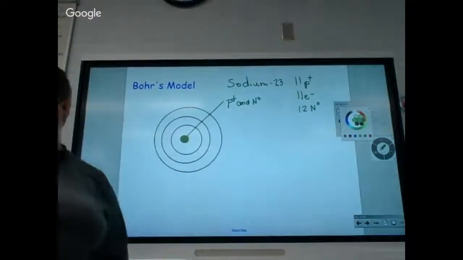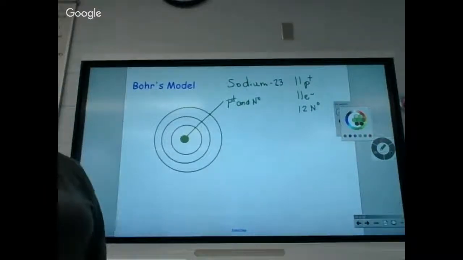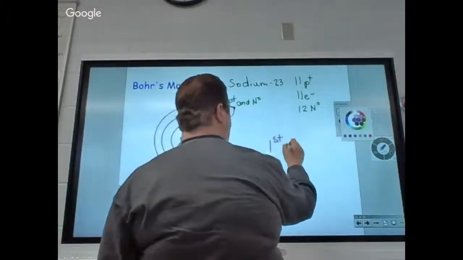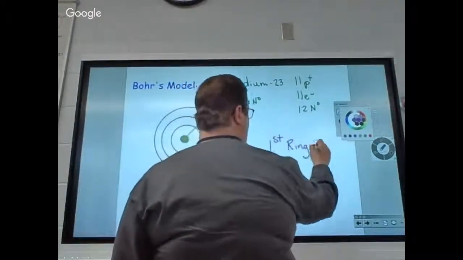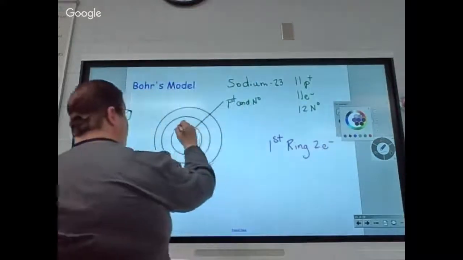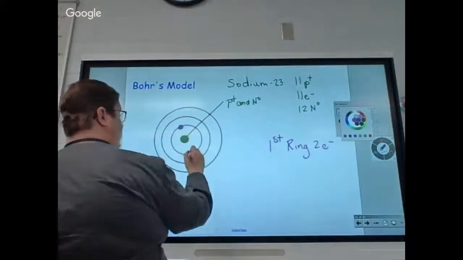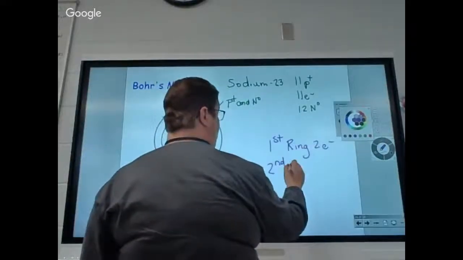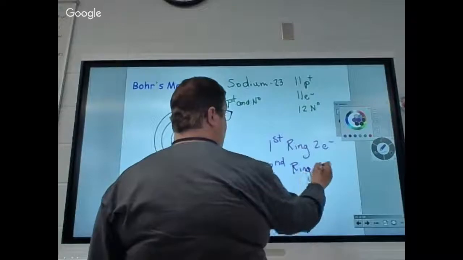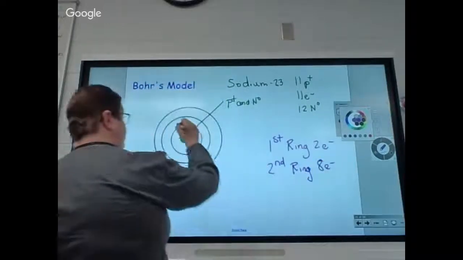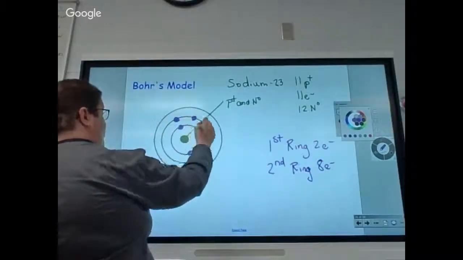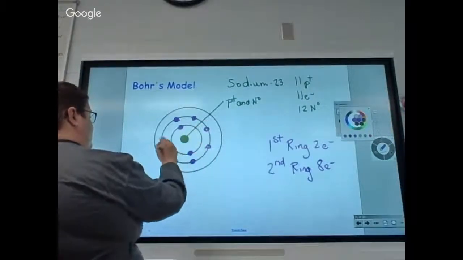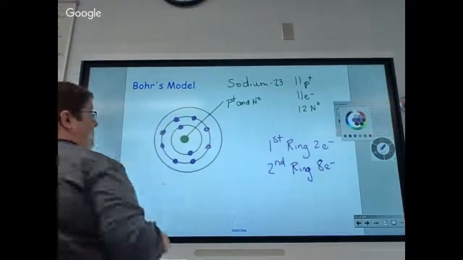And in middle school, you should have learned, it's okay if you did, that on the first ring there are 2 electrons. So you would have drawn or built a model that had 2 electrons on the first ring. On the second ring, you should have learned that there are 8 electrons. So 1, 2, 3, 4, 5, 6, 7, and 8.